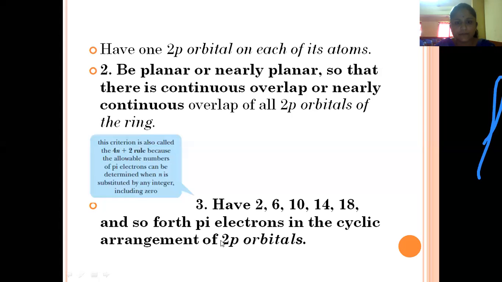Third and very important rule is they should have Huckel numbers. That means they must possess this many numbers, that is 2, 6, 10, 14, 18 pi electrons in their structures.